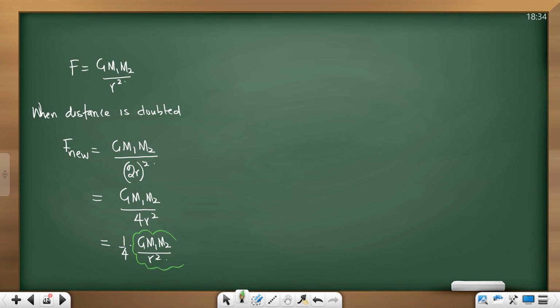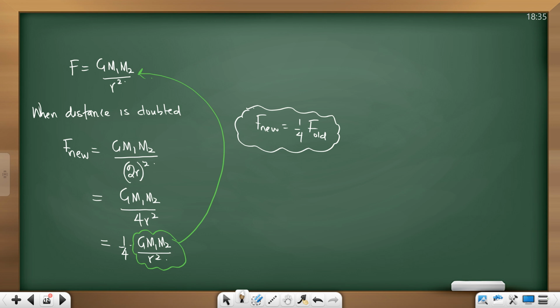Now, what is this? It's F. So F new then becomes 1 over 4 of F old. You would see that a lot in multiple choice. Distance is doubled, distance is half. The same thing applies on electrostatics. Exactly the same story. Everybody okay there?